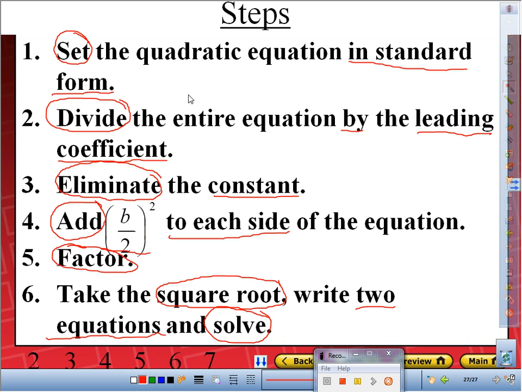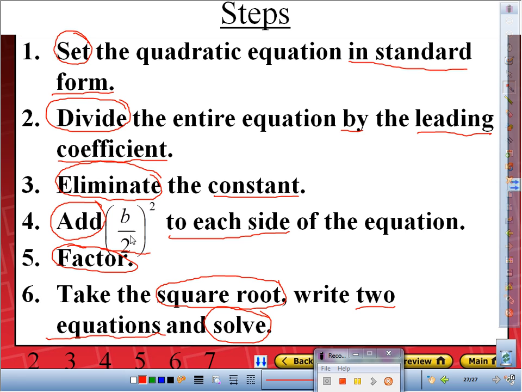So once again, set in standard form. We already did that practice with the quadratic formula, is that correct? Step 2, divide by leading coefficient. We already know what a leading coefficient is because we got plenty of practice with polynomials. Step 3, eliminate constant. We know what a constant is: the number that comes at the end in standard form, that does not have a variable multiplying.